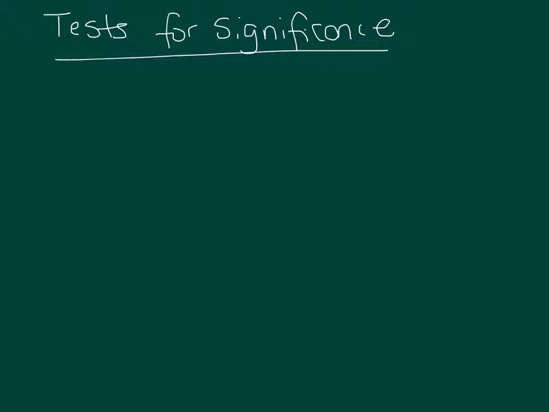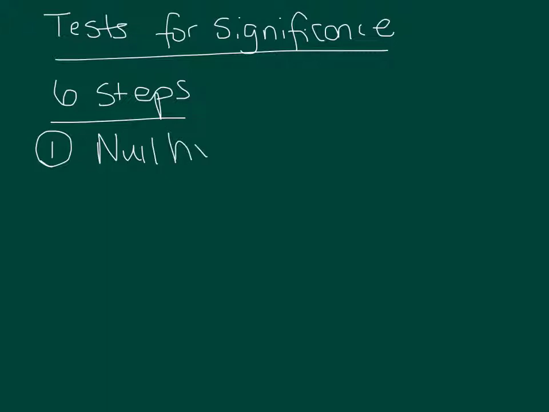So there are 6 key steps, and I just want to outline the steps today in the video, and then we're going to go in depth with these steps in class. But I wanted to give you a general idea of how these tests work in general. The first thing you're always going to do is write down a null hypothesis and an alternative hypothesis.